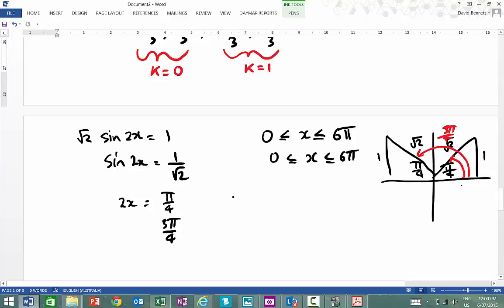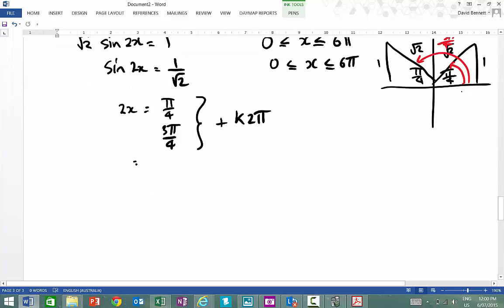Now that's what 2x is equal to, and then we're going to do plus k 2 pi. Now, because it's 2x, when I actually want to work out what x is, I have to divide those things by 2. So that becomes pi on 8 and 3 pi on 8. And then when I'm adding this bit over here, it's going to be k lots of 2 pi divided by 2, which is k pi.